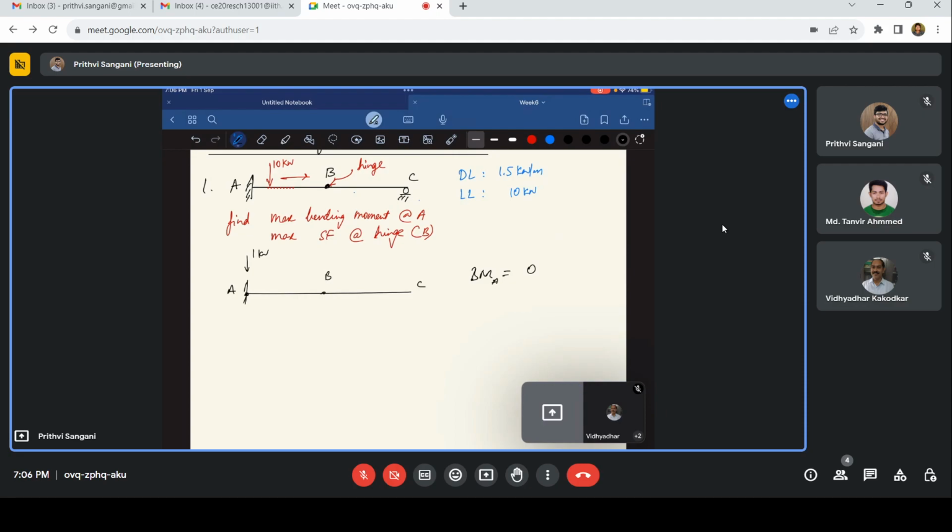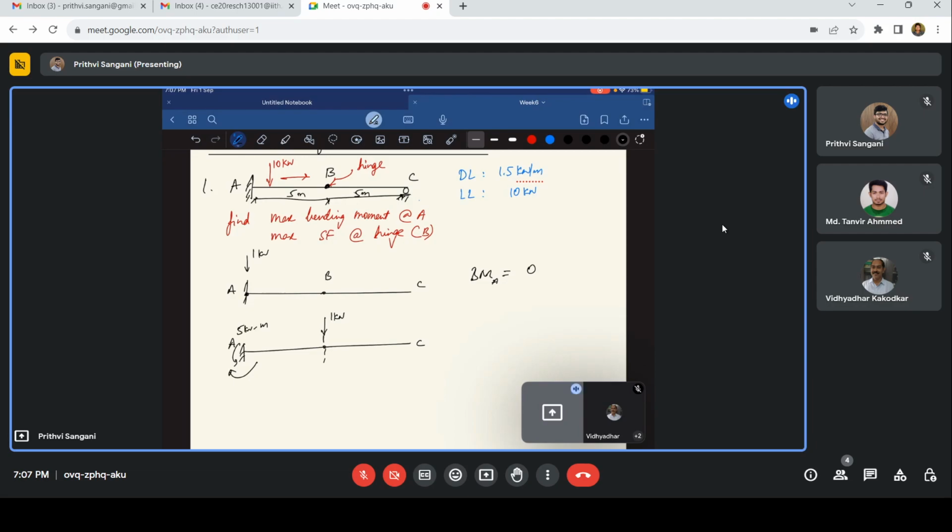Next, let us have the same thing, and the live load is at position B. What happens to the bending moment at A? You have one acting here, which is trying to rotate this, so we'll have 5. Sorry, I didn't mention: this is 5 meters and this is 5 meters. So the bending moment is 5 kilonewton meter.